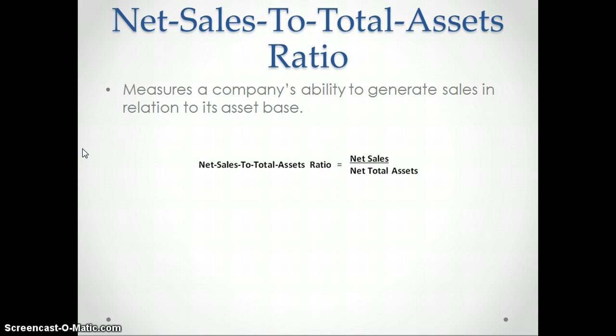The next ratio we're going to look at is the net sales to total assets ratio. This ratio is calculated by putting the net sales over the net total assets. What this ratio measures is a company's ability to generate sales in relation to its asset base.